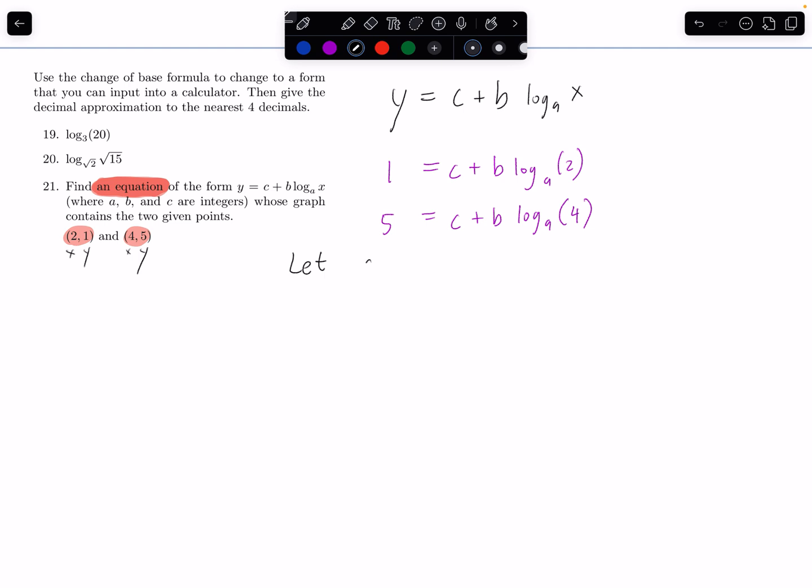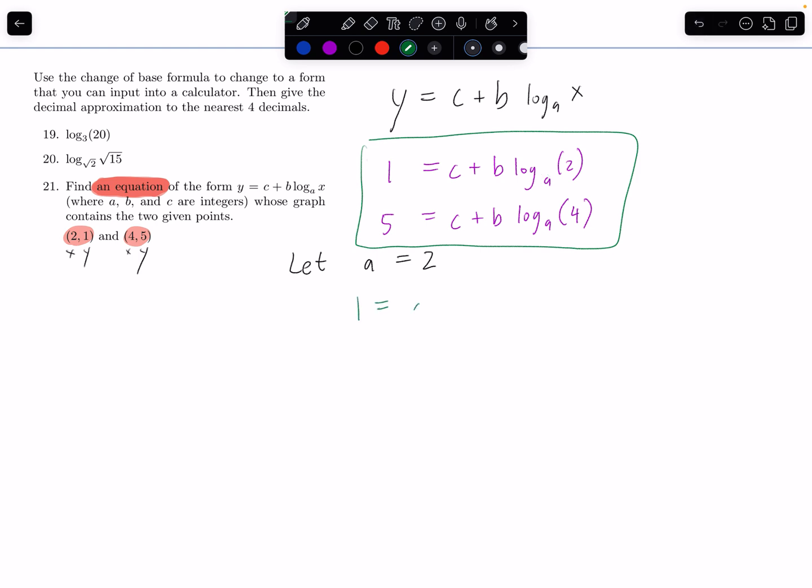So let's make a choice here. Let's let A equal 2. Okay. So I'm going to get simplified equations here. I'm going to write those in green. I'm going to take these two equations, yeah? And then I'm just going to apply that new formula.